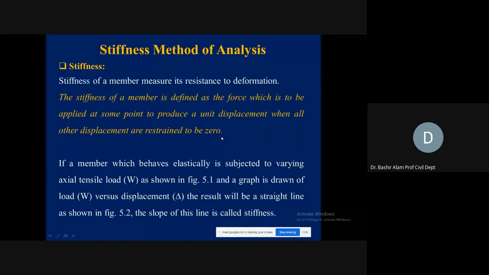Now, how do we write its equation? If a member which behaves elastically is subjected to a varying axial tensile force or load W, as shown in figure 5, which is going to follow on the next slide, and a graph is drawn of load versus displacement, with load represented by W and displacement by delta, the result will be a straight line. Why a straight line? Because it is behaving elastically.